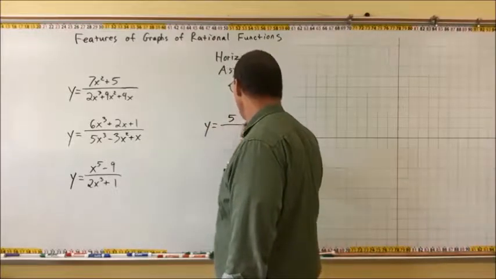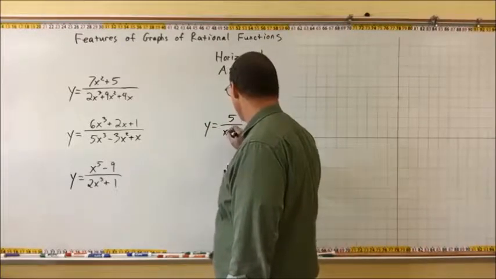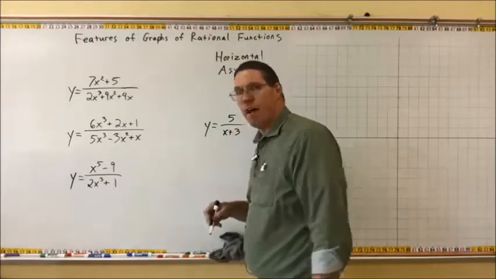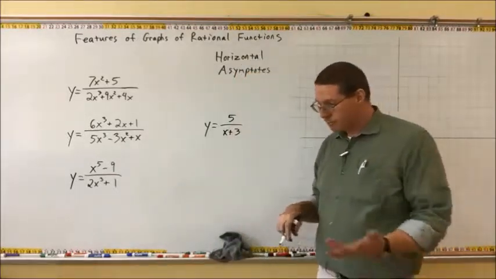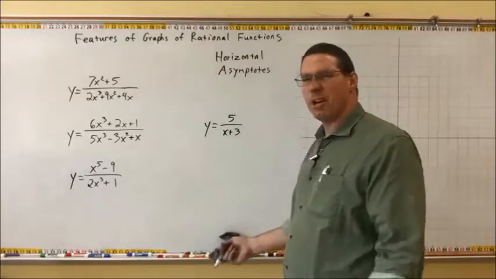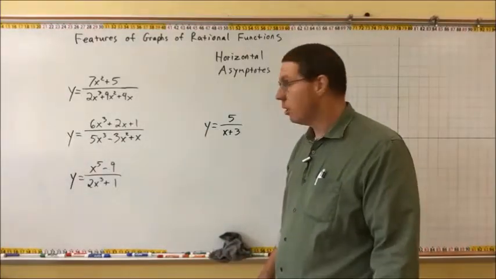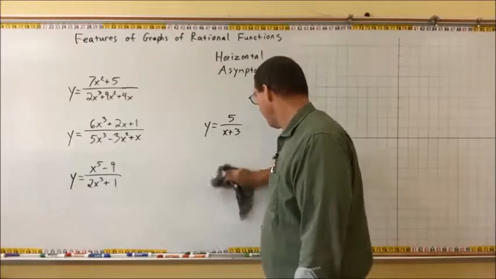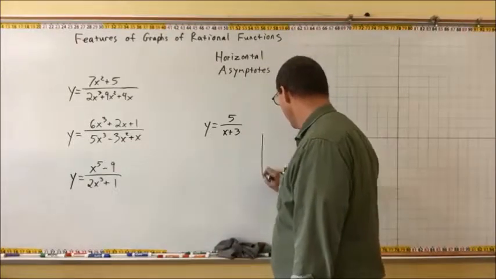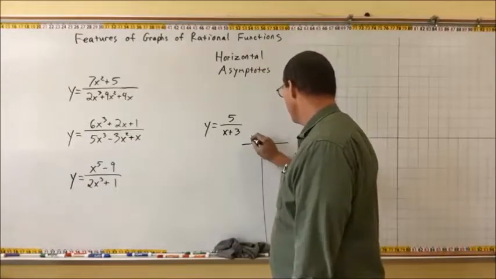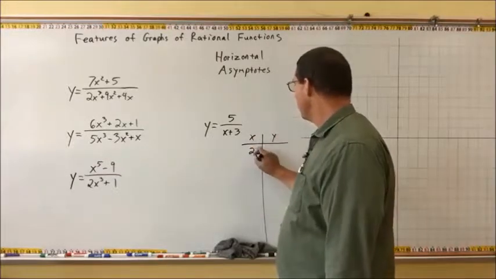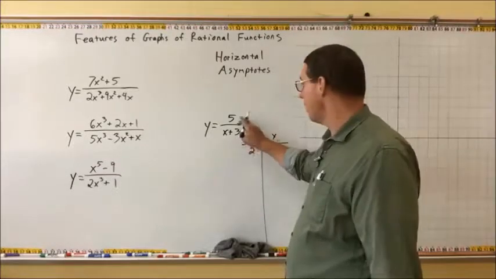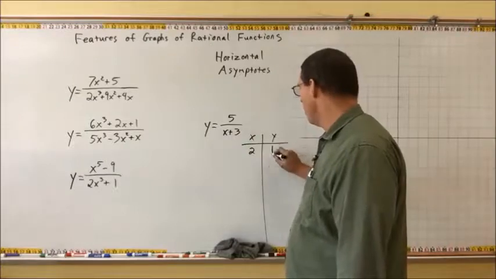A good example of this is, let's say we have y equals 5 over x plus 3. What happens if we put in a number like 2? Let's make a table. When x is equal to 2, 2 plus 3 is 5, and 5 divided by 5 is 1.